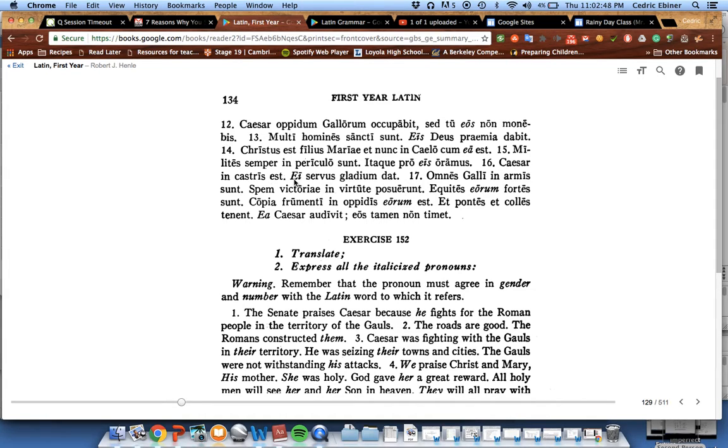Okay, so that was the third person singular and plural personal pronouns.